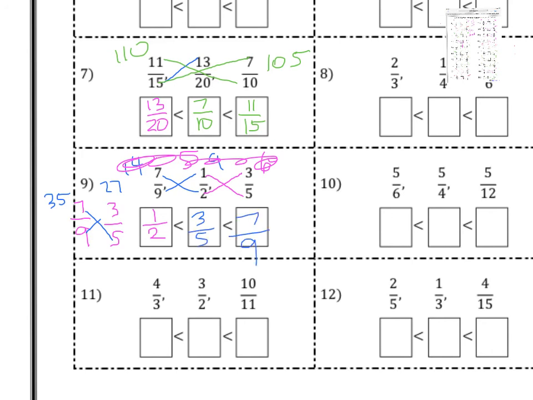Okay, last one I'm going to help you with, and if you want to do the other side on your own, you are welcome to. 3 times 3 is 9. 2 times 4 is 8. 4/3 is less than 3/2. Now I'm going to multiply 3 times 10 is 30. And 11 times 4 is 44. So 10/11 is less than 4/3. So it goes 10/11, and then 4/3 was less than 3/2.